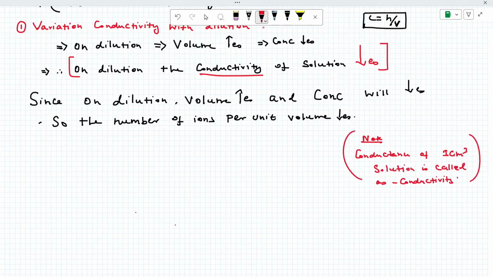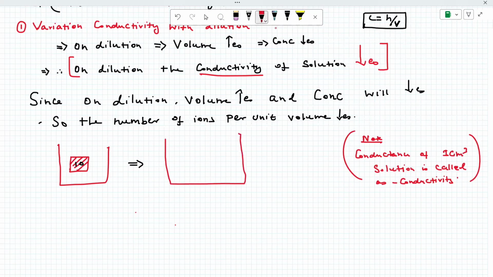You got the point? Now, on dilution, the volume increases. Take this as the whole beaker, and in this 1 centimeter cube there are 10 ions. Now I am going to increase the dilution. The volume increases. Now in the same 1 centimeter cube, what will happen? Only 8 ions will be present; the other ions will occupy other positions. So on dilution, volume increases, which means concentration decreases, so the number of ions per unit volume decreases.